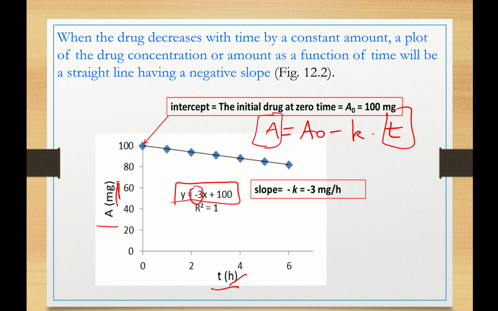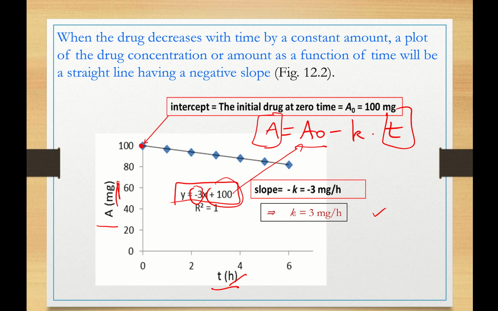I'm very clear here. It's very important for you to be able to follow the mathematics here. Don't do any arbitrary actions. Don't remove signs, just follow the equations. So since the slope is equal to -K, which is equal to -3, K is equal to 3 milligrams per hour. A0 is my y-intercept, and you can see from the best fit equation that the y-intercept is 100. Graphically, it's clear here.